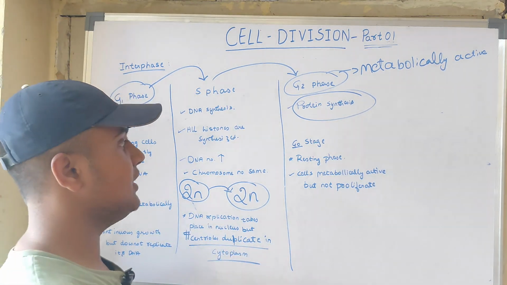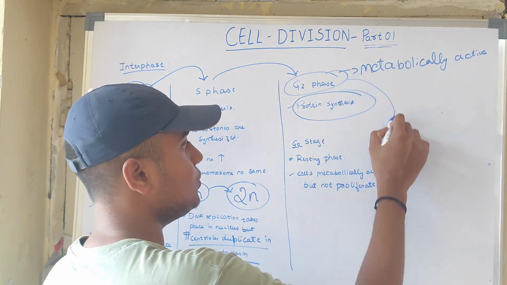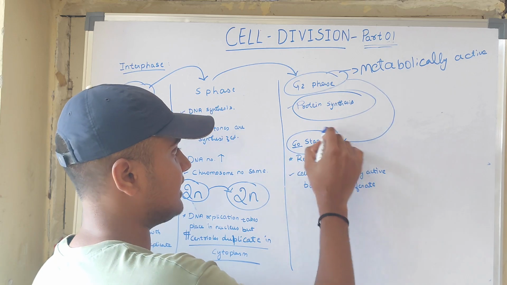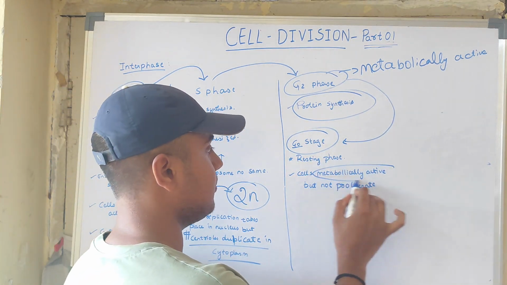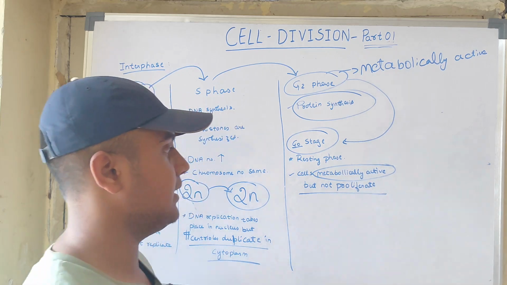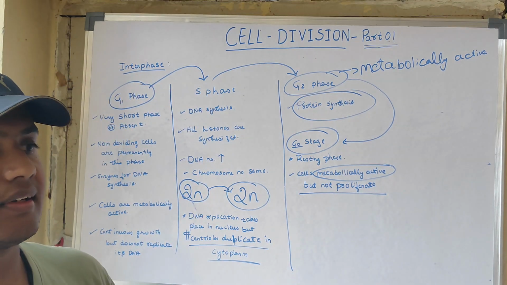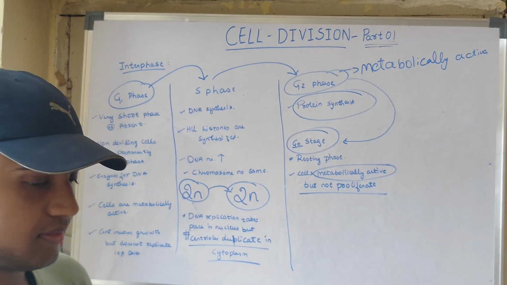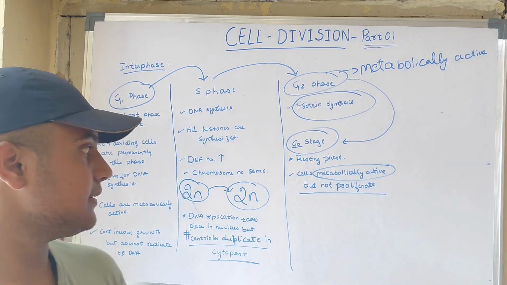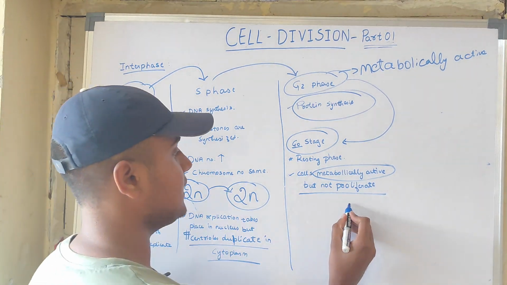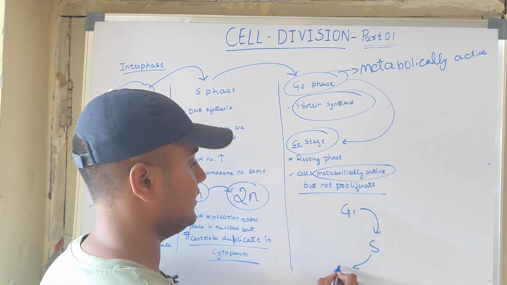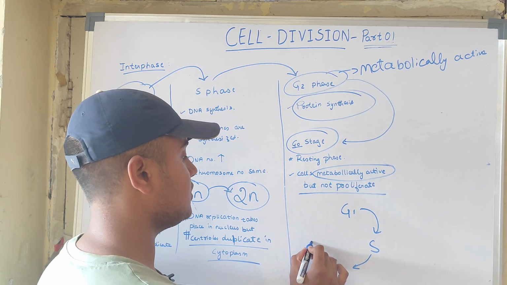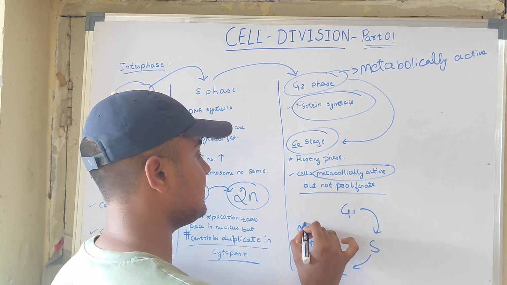And after attaining G2 phase, the cell goes to G0 phase, that is the resting phase. Here the cell is metabolically active but it does not proliferate. Proliferate means it does not increase its number. As we discussed, the cell undergoes first G1 phase, then S phase, then G2 phase, then it goes to M phase, that is the divisional phase.